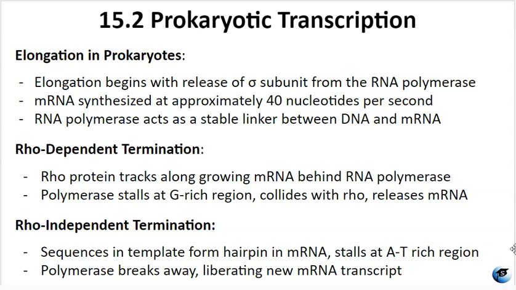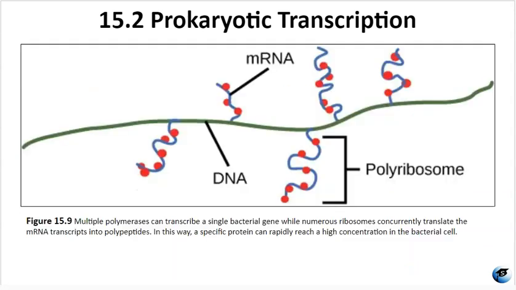Rho-independent termination relies on specific sequences in the DNA template. So as the polymerase approaches the end of the gene, a CG-rich region causes the mRNA to fold back on itself, and it forms what they call a hairpin structure. And the hairpin stalls the polymerase when it transcribes at an AT-rich region, which leads to the detachment of the polymerase and the new mRNA transcript. Once termination occurs, the process of transcription in prokaryotes is complete.